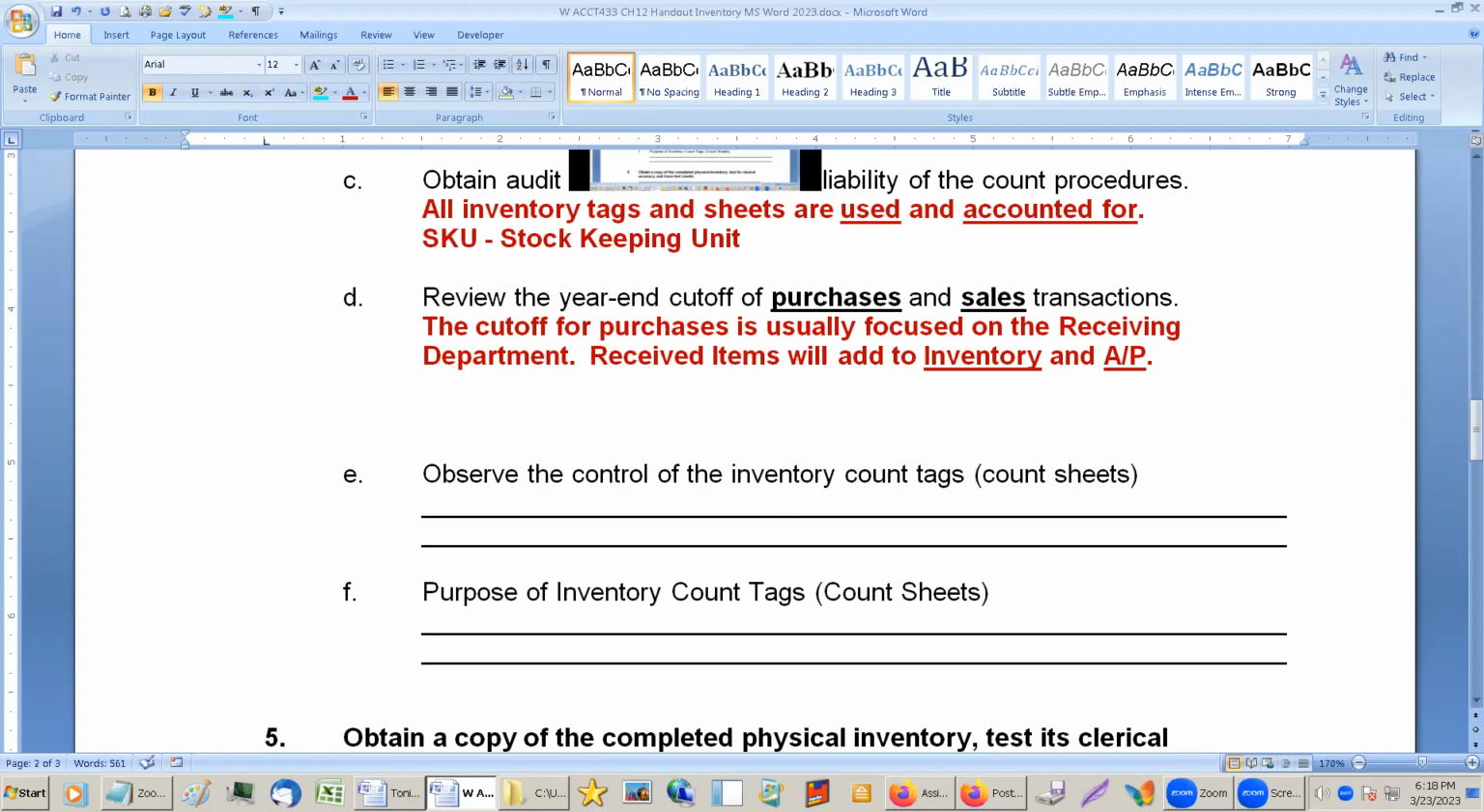Okay, now for sales. What department would you focus on for sales? Marketing. Could be. More specific would probably be the, no, I'm drawing a blank on it. Shipping department.